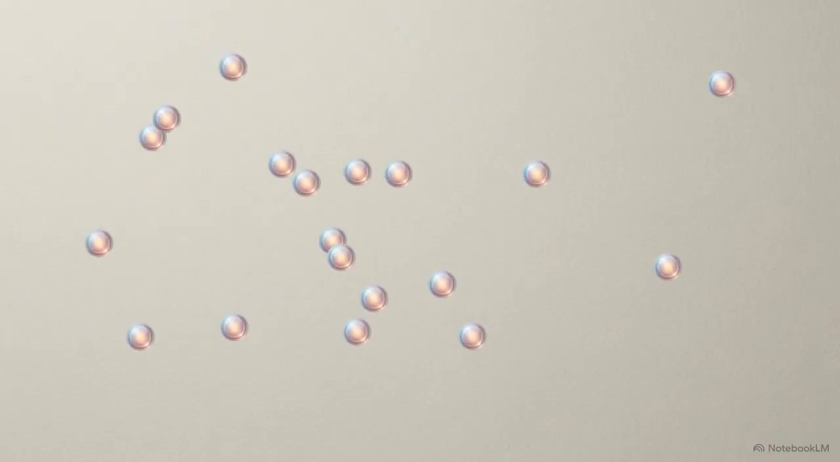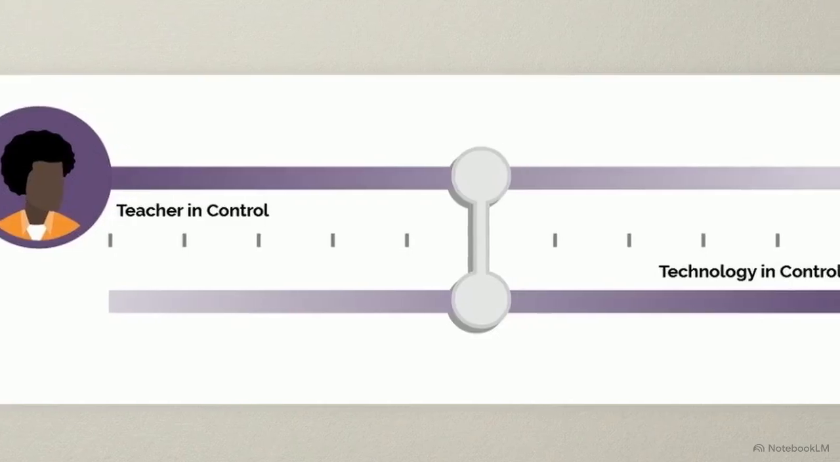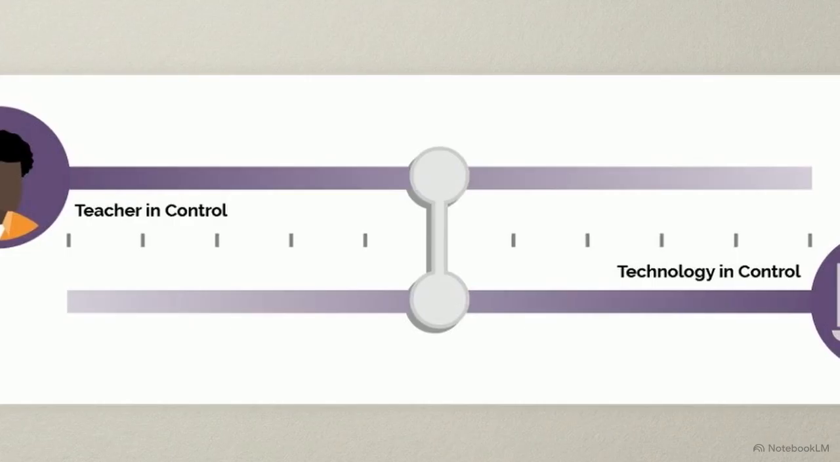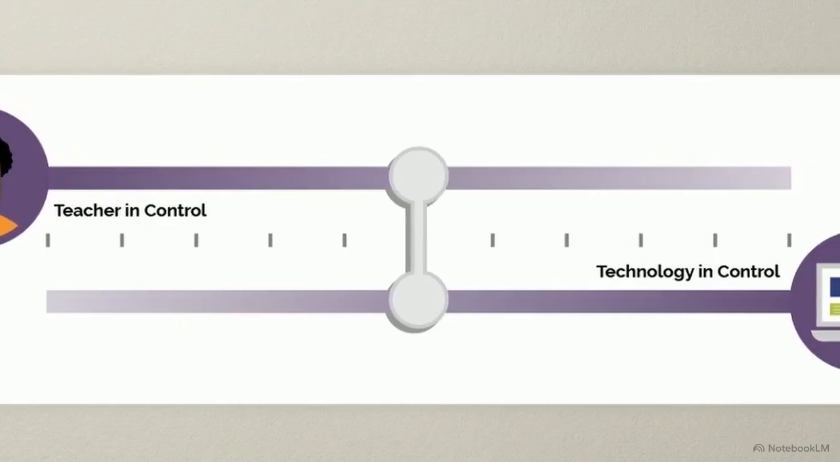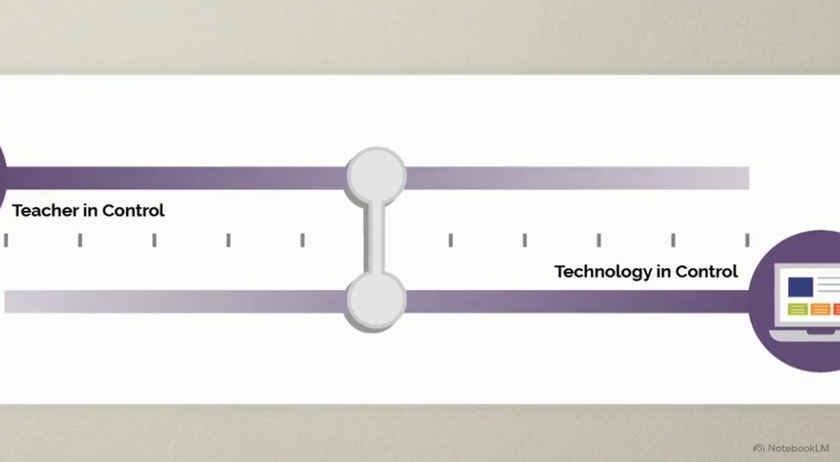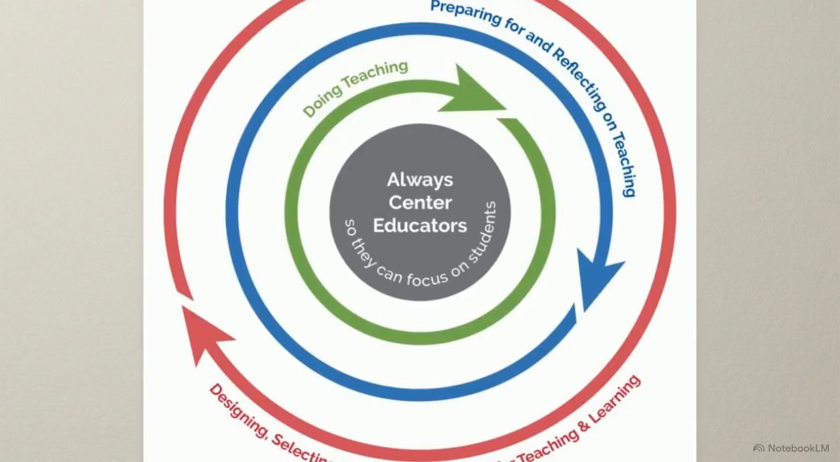This highlights the core limitation of technology. AI is excellent at detecting a pattern in data, but it has no capacity for assigning meaning to that pattern. This slider illustrates the tension between human and machine decision-making. When control shifts entirely toward the technology, the system's inability to contextualize student needs results in a loss of instructional quality and safety. To prevent loss of quality, protocols require a human in the loop.